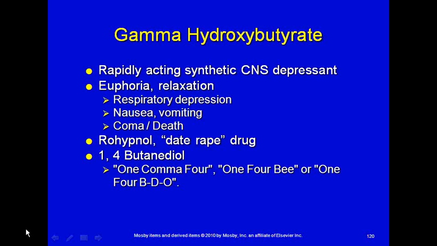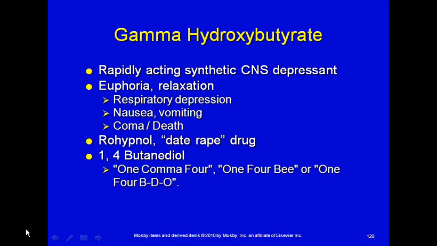Now another medication that is a rapidly acting CNS depressant is Rohypnol. Rohypnol is the date rape drug, often referred to as a roofie. Rohypnol is tasteless, odorless, calorieless, and certainly when combined with alcohol can make somebody forget everything that happened.